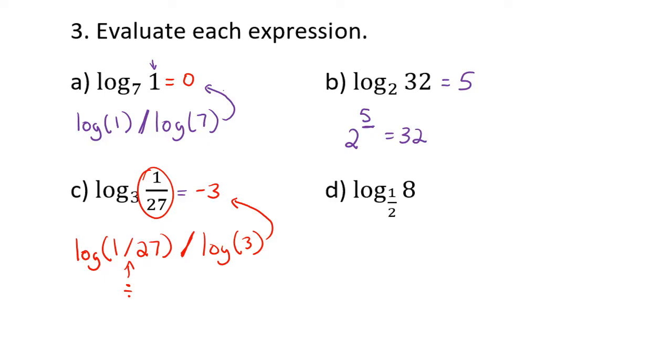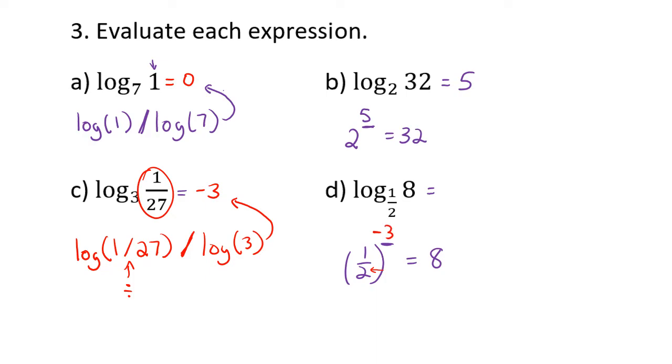Then we have 1/2 to some exponent gives us 8. This time we have a base that is a fraction, and the result is a whole number, which means, just like last time, that exponent is going to need to be a negative to make this work. So I'm going to ask myself, 2 to what exponent gives me an 8?